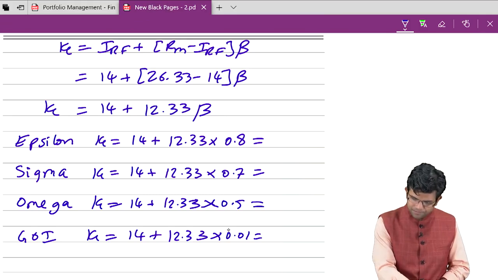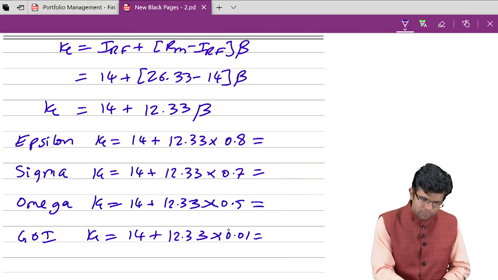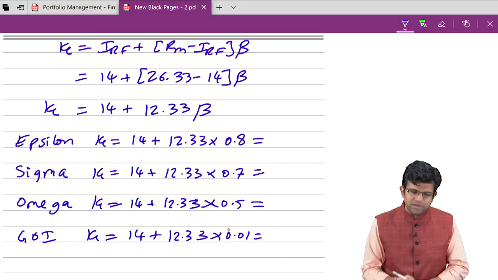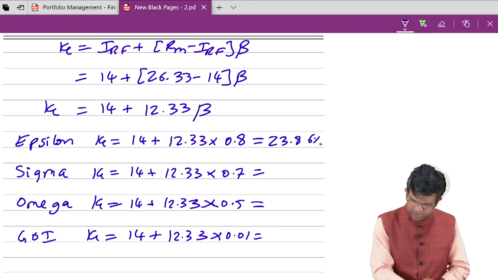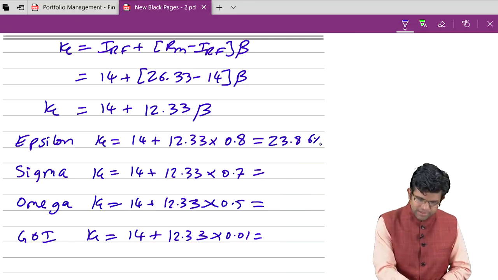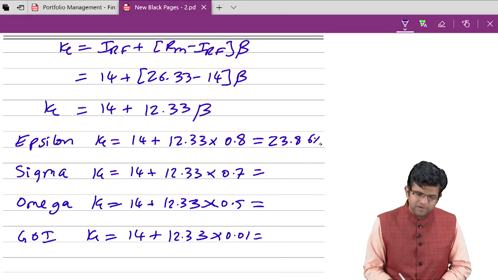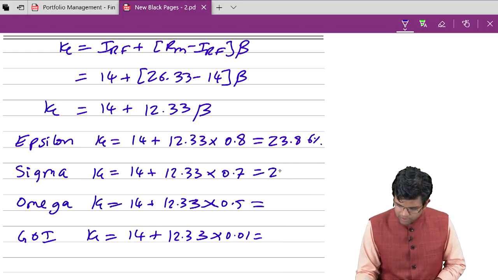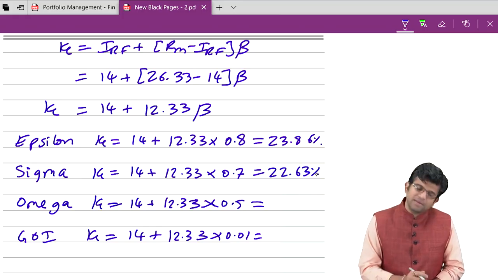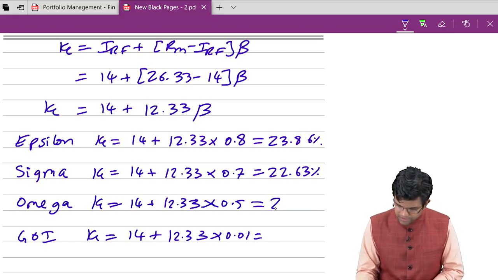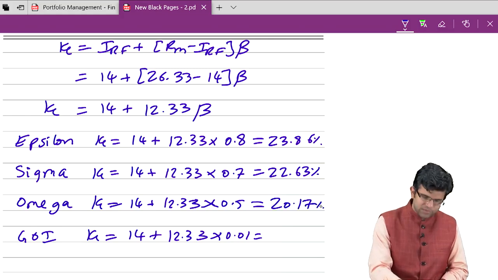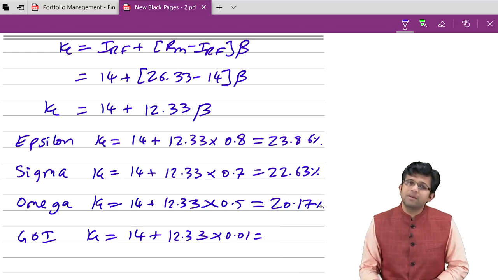Let's take the calci now. 12.33 into 0.8 plus 14 will give me 23.86%. Next one, students, 12.33 into 0.7 plus 14 will give me 22.63. So I'll write down here 22.63%. The next, students, is 12.33 into 0.5 plus 14 will give me 20.17%. And the last one is 12.33 into 0.01 plus 14, that is 14.12%.